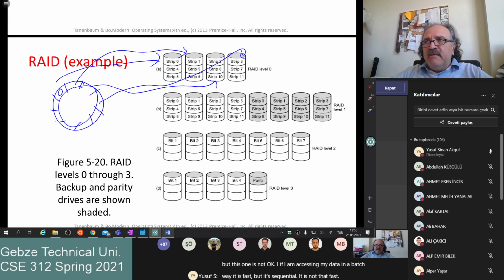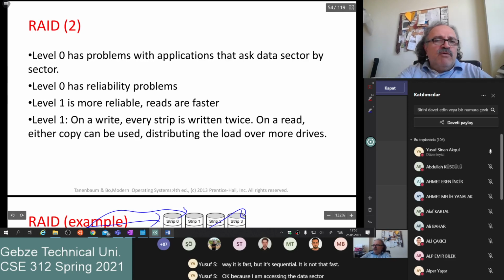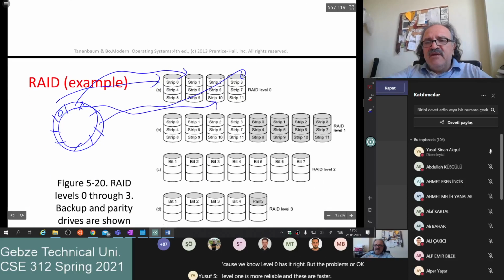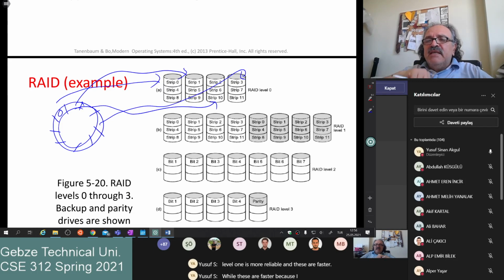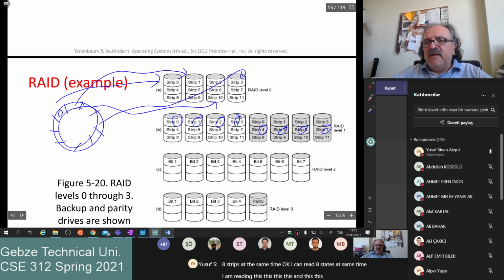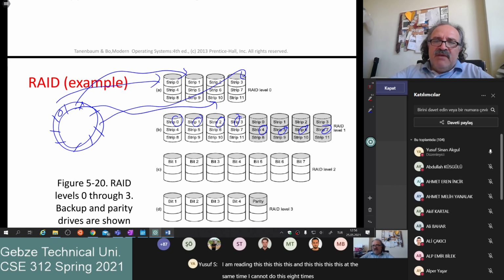Okay, because I am accessing the data sector by sector. Of course, we know level 0 has reliability problems. Level 1 is more reliable and reads are faster. Why are reads faster? Because I can read 8 strips at the same time. I am reading this and this at the same time. I cannot do this 8 times faster stuff with level 0.